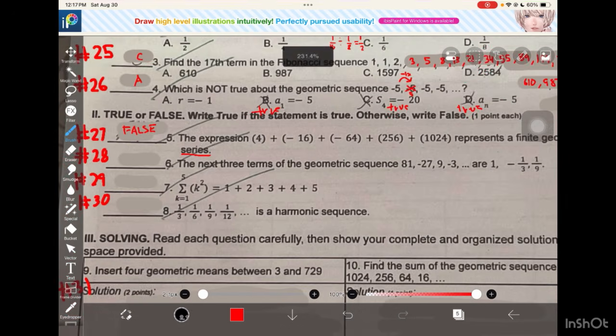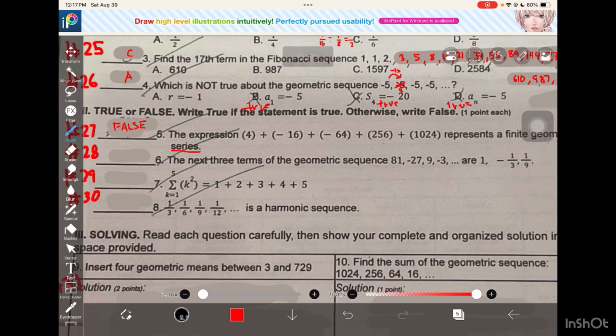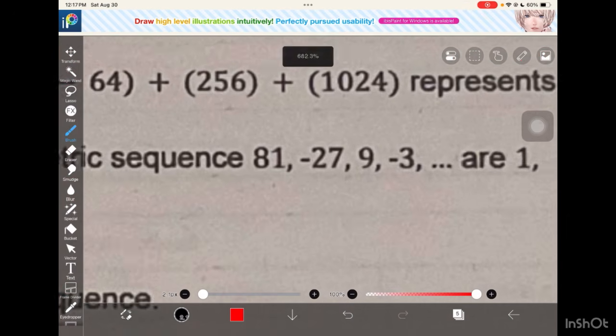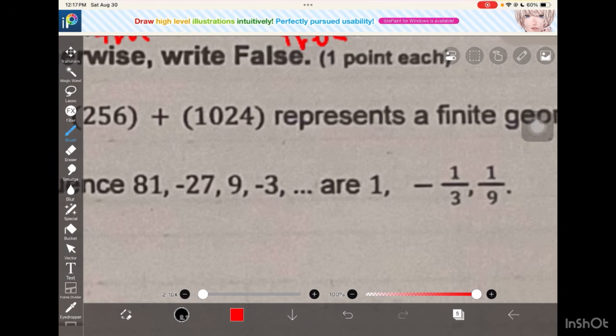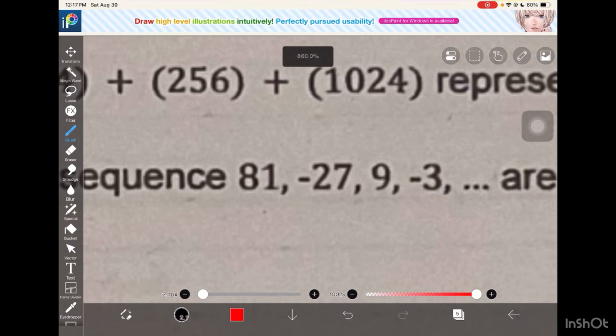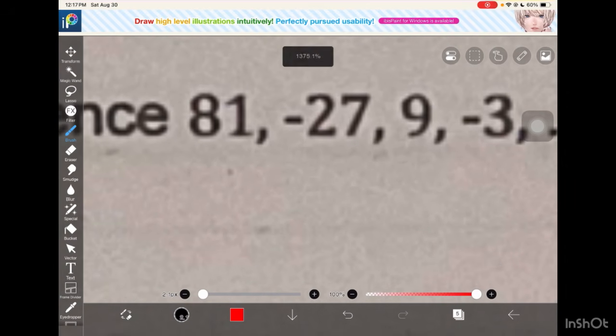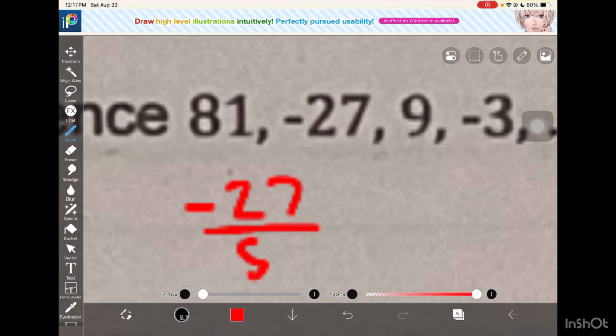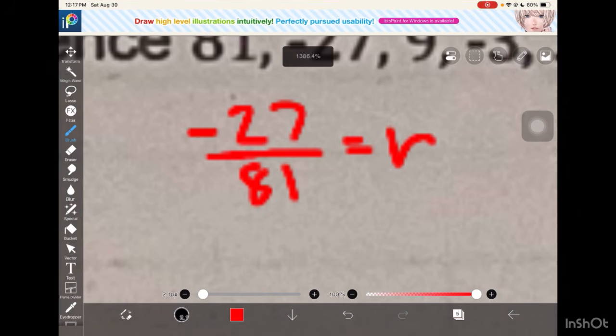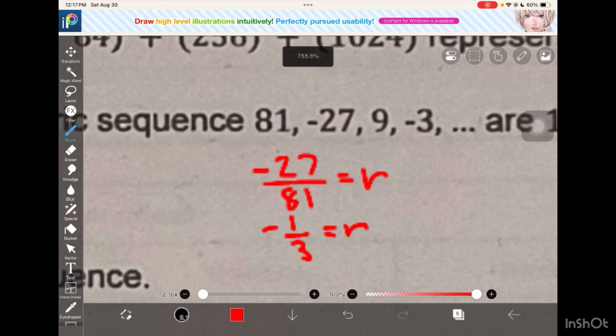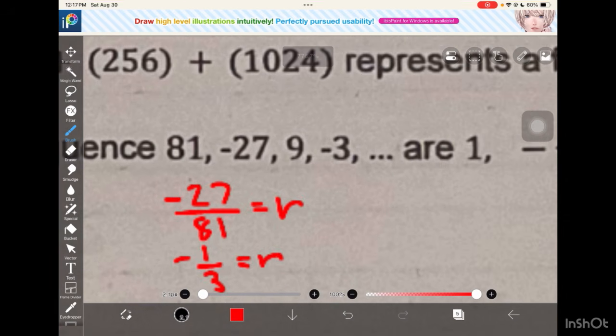Next, the next three terms of the geometric sequence are 1, -1/3, and 1/9. So let's solve for the common ratio. To find the common ratio, just divide the second term by the first term. So -27 over 81 is equal to r, and -1/3 is equal to r. We just simplify.